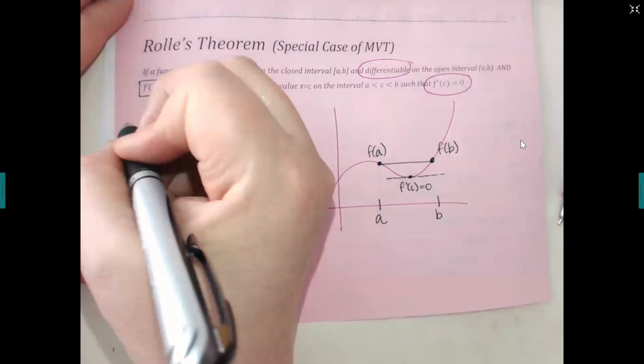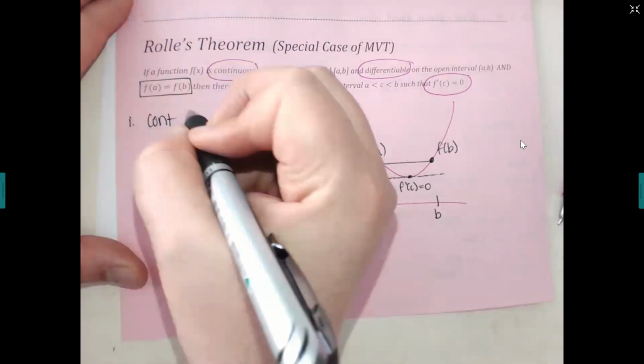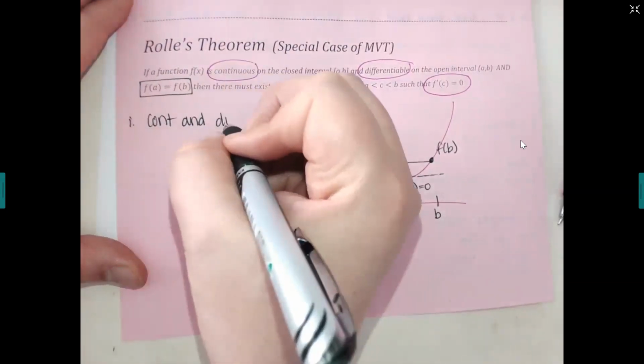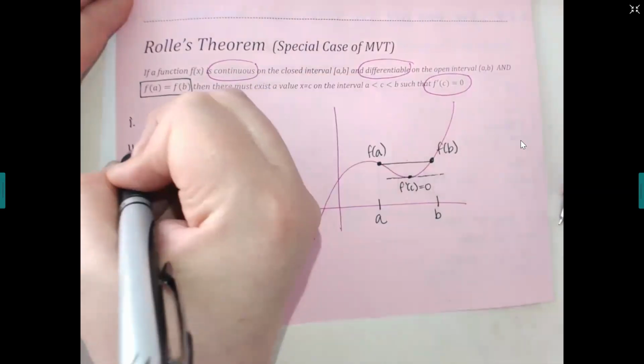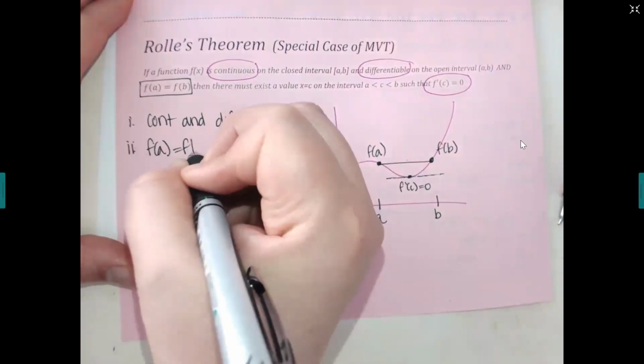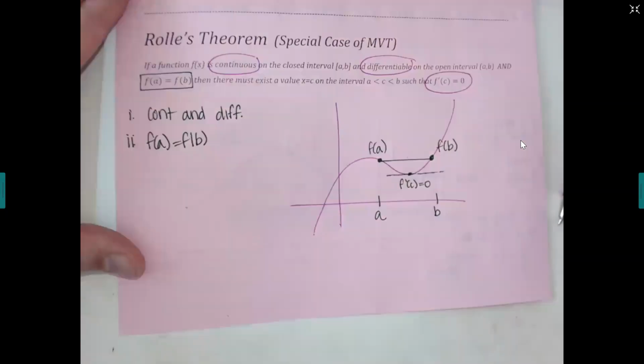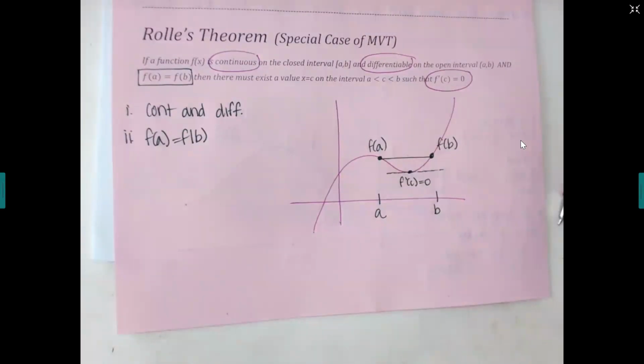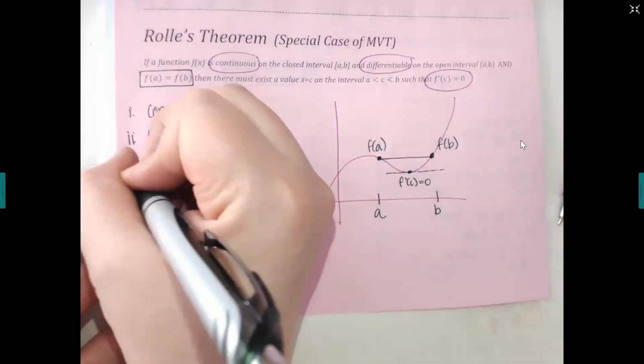Okay, so step number 1 has to be continuous and differentiable. And instead of finding the a rock, you're just going to check and see if the y values match. If they match, what do I know my a rock is? It's going to be a 0 slope. Then I'm going to set the derivative equal to 0.